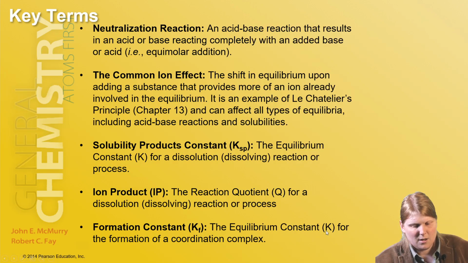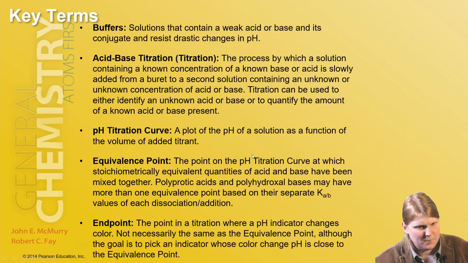Formation constant for the formation of a coordination complex. We talked a little bit about those when we talked about the aluminum ions and waters associating with them. That's an example of something like this, and sometimes they'll write this as a Kf. Just like we see Ksp, Ka, Kb, Kc, Kp. Got a whole alphabet soup of Ks now at this point, right?